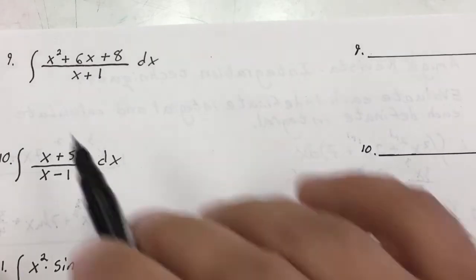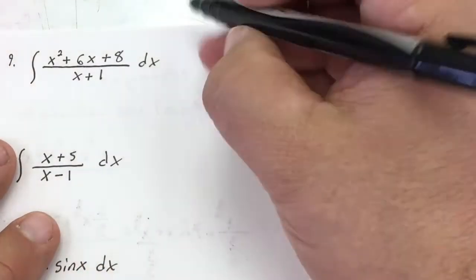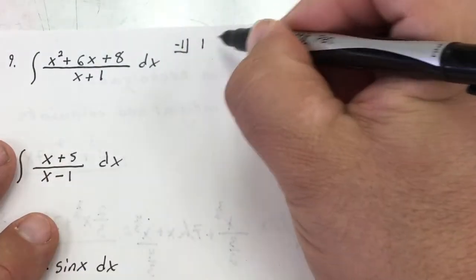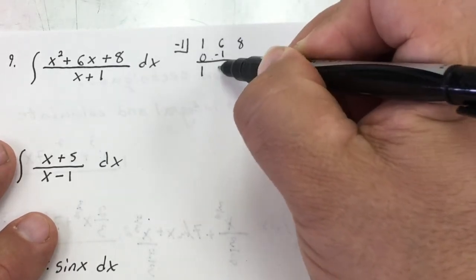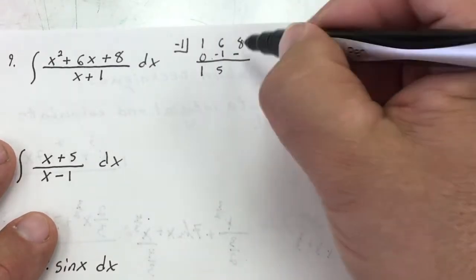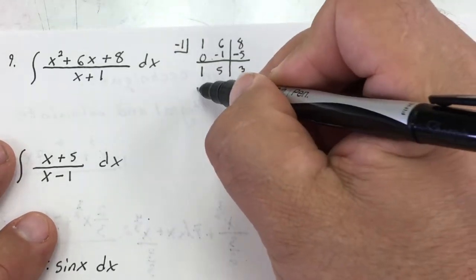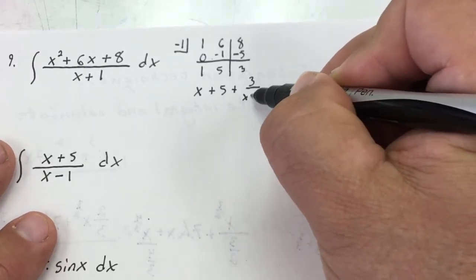For this one, I'm going to use synthetic division to find the integral. So remember, you put the opposite of what's on the bottom in this little backwards box. And then you write down the coefficients, 1, 6, and 8. Now I'm going to implement the synthetic process. Bring down the 1, that's negative 1, that's 5, that's negative 5. That's going to give me a remainder of 3. So I'm going to get x plus 5 plus 3 over x plus 1.